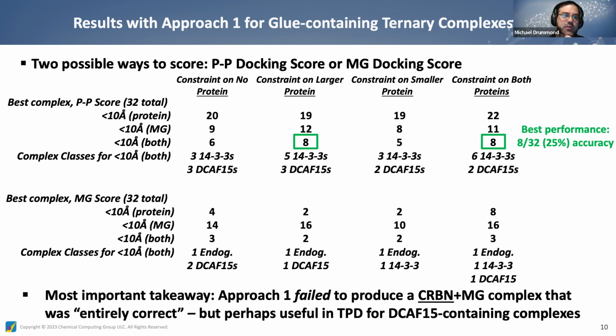If we take a look at the crystal structures and kind of what class they are for the ones where we get everything right, a couple things to note. First of all, there's no cereblon in this. None of those 8 cereblon and glue complexes do we get them both correctly predicted. It's not an entire failure for targeted protein degradation because we can get these DCAF15 structures predicted correctly sometimes. There were 7 of them, and the best we ever do is 3.